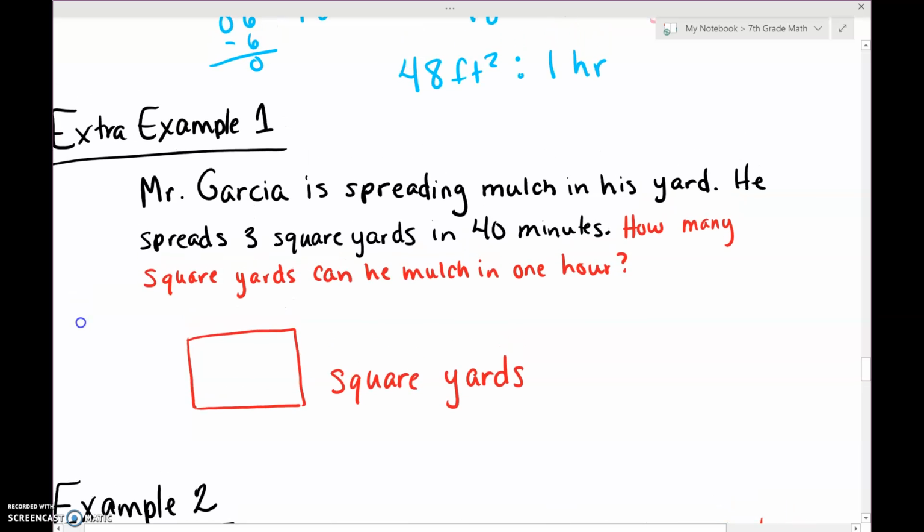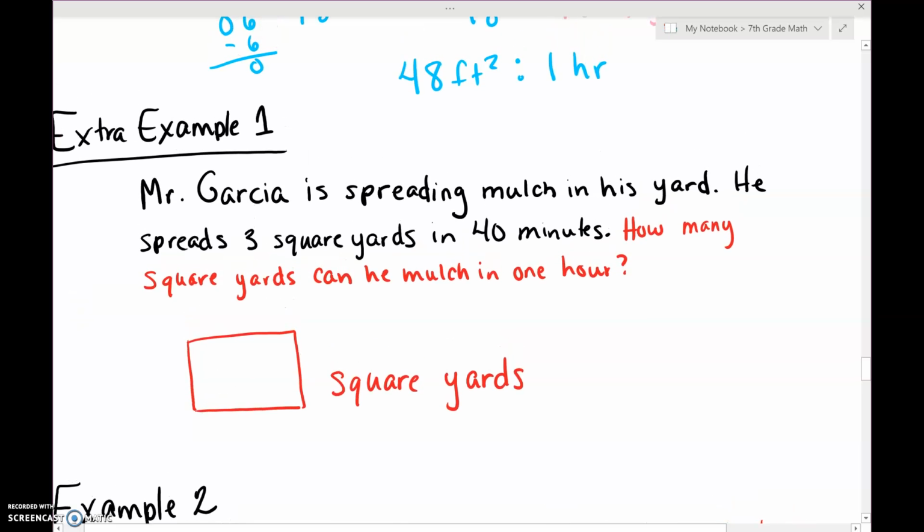Mr. Garcia is spreading mulch in his yard. He spreads 3 square yards in 40 minutes. How many square yards can he mulch in 1 hour? So I know that he spreads 3 square yards in 40 minutes. Can I work with 40? Uh-oh, I got to figure out what fraction of an hour 40 minutes is.